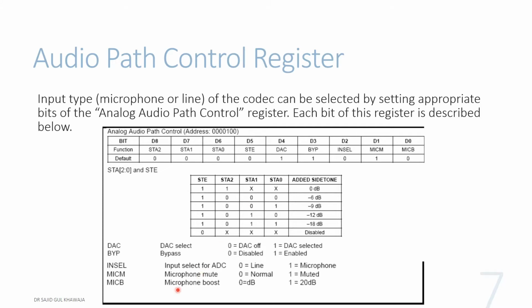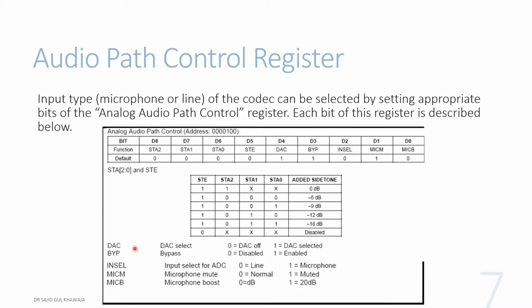Coming to the fourth bit, D3. D3 essentially tells us whether to bypass the ADC or not. Whenever we are going to use AIC23, this bit has to be set to 0. So if I'm going to utilize the microphone, the combination of the last 4 bits becomes 0, 1, 0, 0 or 0, 1, 0, 1.